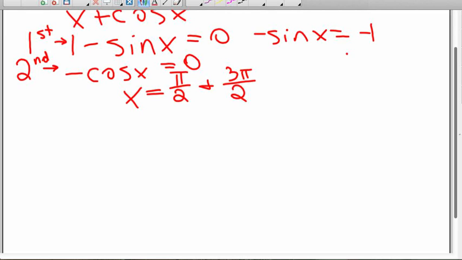Well, we know what that is. We're solving for x. It's negative 1, but they're both negative. Which would sine equals 1? Sine equals 1 at pi over 2. It just equals 1, pi over 2. X equals pi over 2? Yeah. Okay, so then that's the first one.